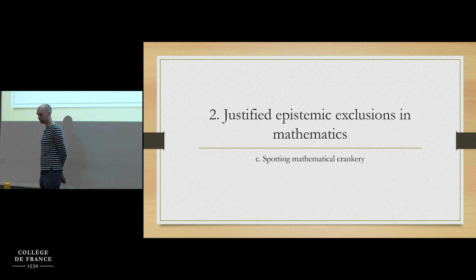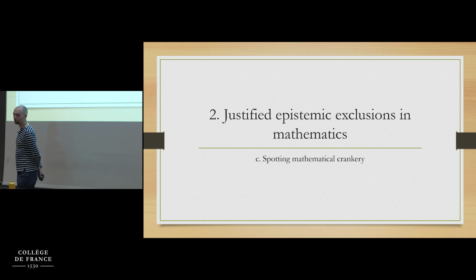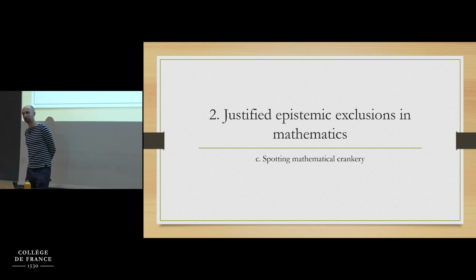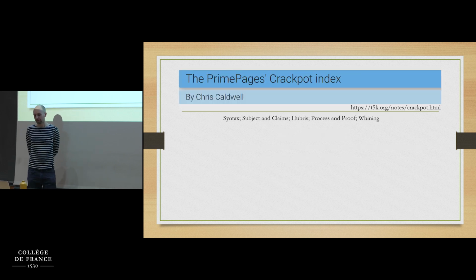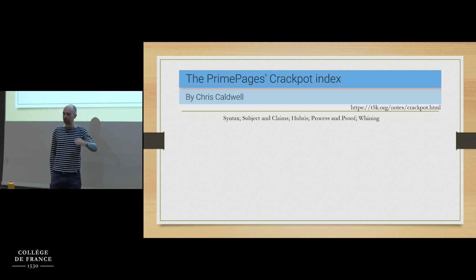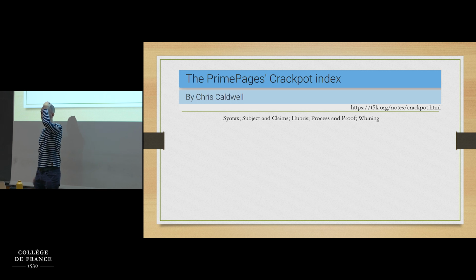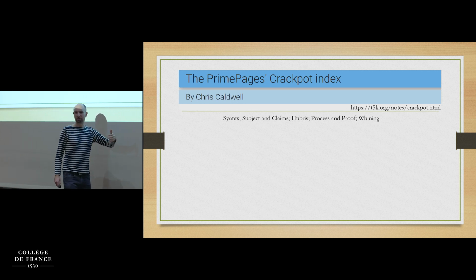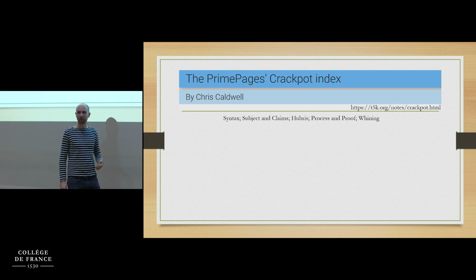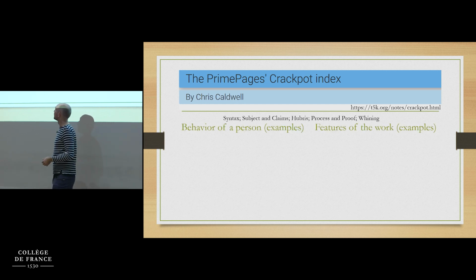Spotting mathematical crankery, and there are numerous partially humorous lists online on how to do this. So here's a little bit of Chris Caldwell, who has this crackpot index, as he calls it. And he distinguishes these five categories. One is syntax, the other is subject and claims, hubris, process and proof, and whining. He has all these statements in there which all give you penalty points, right? And if you have too many penalty points, you're probably a crank. I would like to split it up slightly differently.